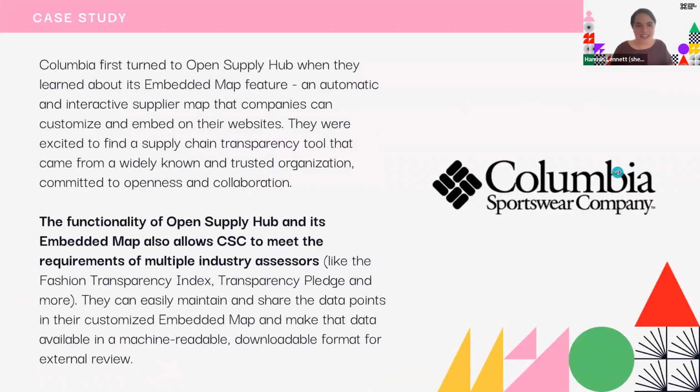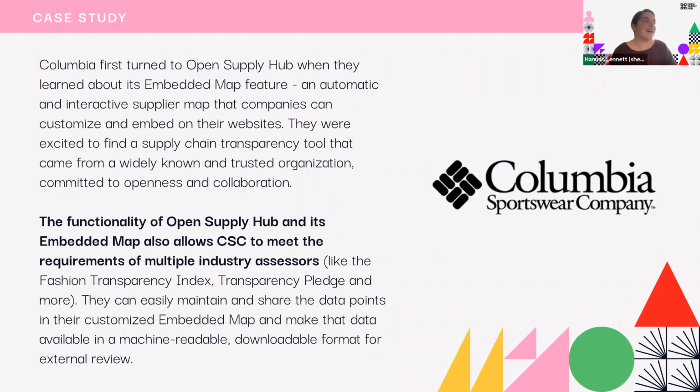And then just some quick examples of organizations who've made use of Open Supply Hub and are sort of sharing it on their websites or in their work. Columbia Sportswear Company, you just saw a screenshot of their embedded map on the last screen. They were really looking for a mapping tool to help them share their supply chain data on their website that would be really easy for their team to sort of use and update.